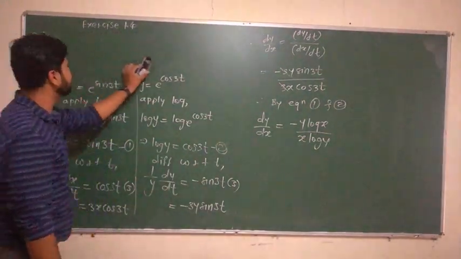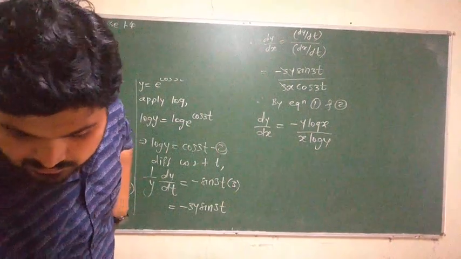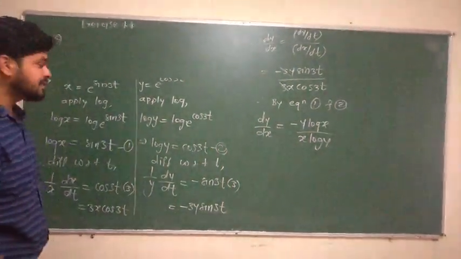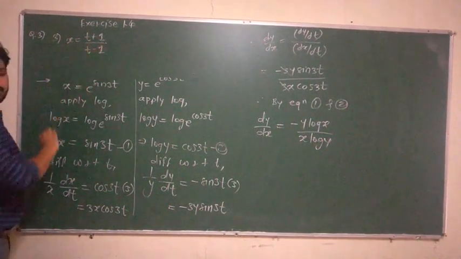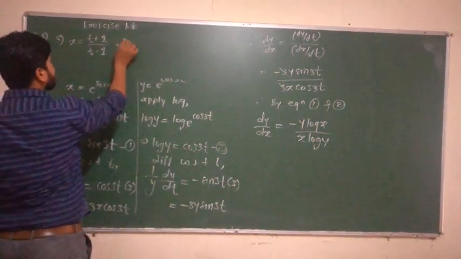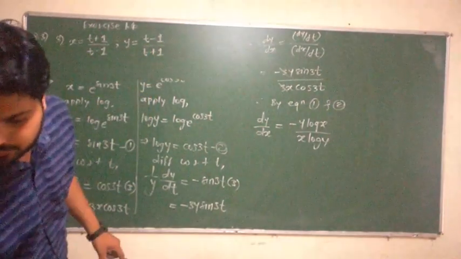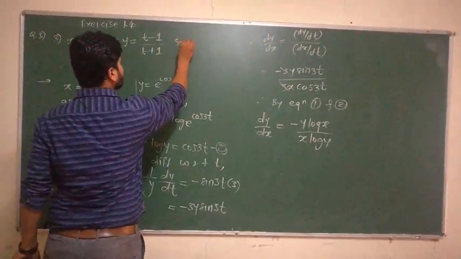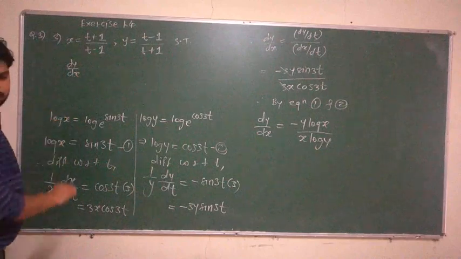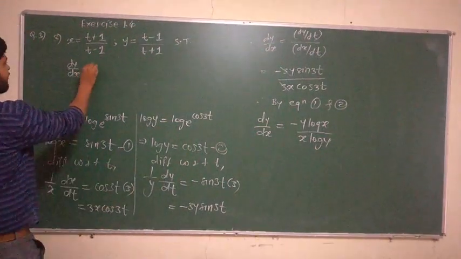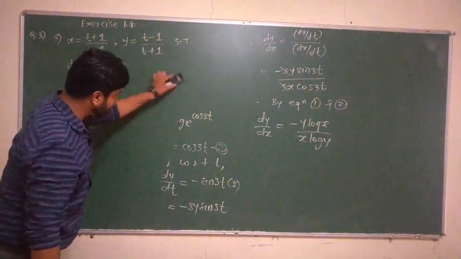Now next example, question number 3. The third one is x is equal to t plus 1 upon t minus 1, and y is equal to t minus 1 upon t plus 1. Then we have to show that dy by dx plus y square is equal to 0. So this part we have to show. This one is also a simple example.